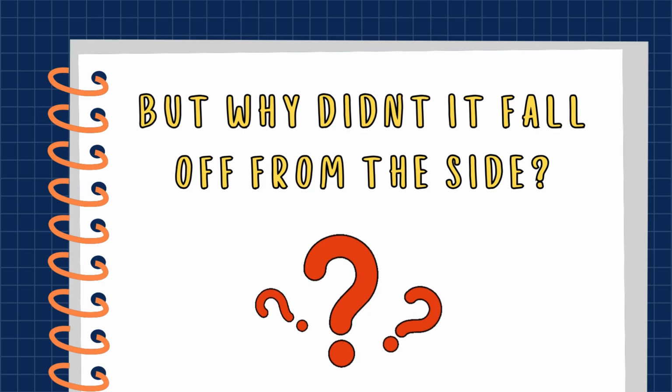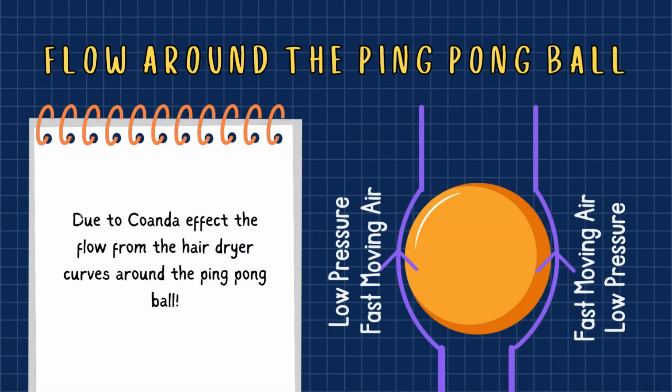But even if the weight of the ball is balanced, what about the forces to the left and right, and why didn't the ball fall off the sides? Well, this can be explained with the Coanda effect.